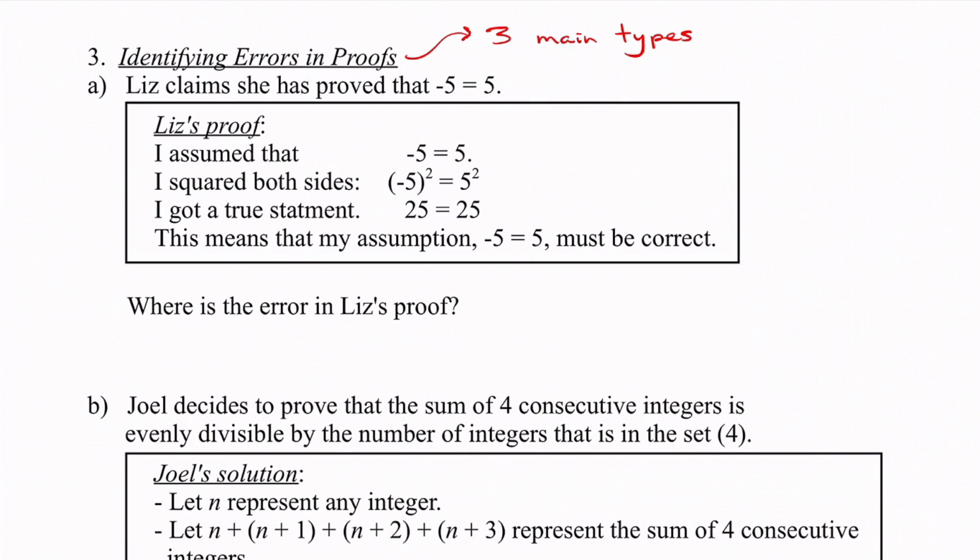So the first one, we got Liz. It says Liz claims she has proved that -5 equals 5. So that right there is already a red flag. You know that's not true. So you know that there's going to be some type of error in the proof.